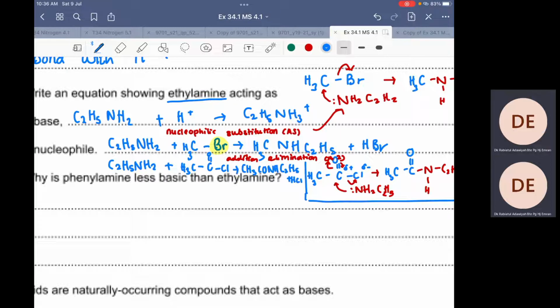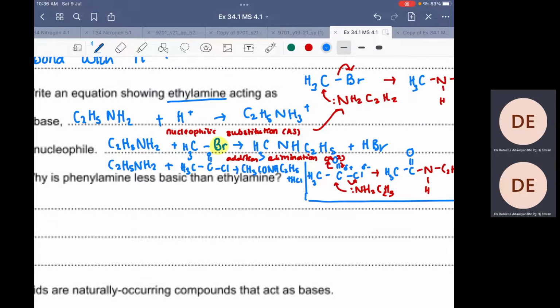Okay, did you mention that? Basically, it's the same reason that you have in your notes. And so this makes the lone pair on the nitrogen of phenolamine less available to accept H plus or to bond with H plus, okay? So please refer to your notes for that.